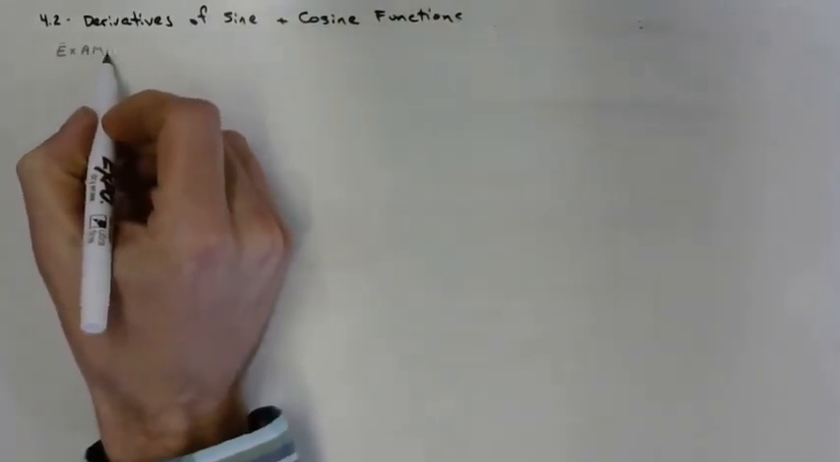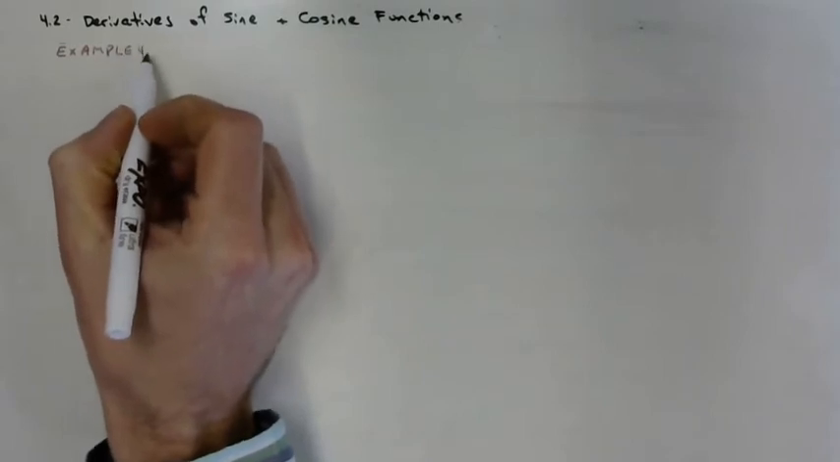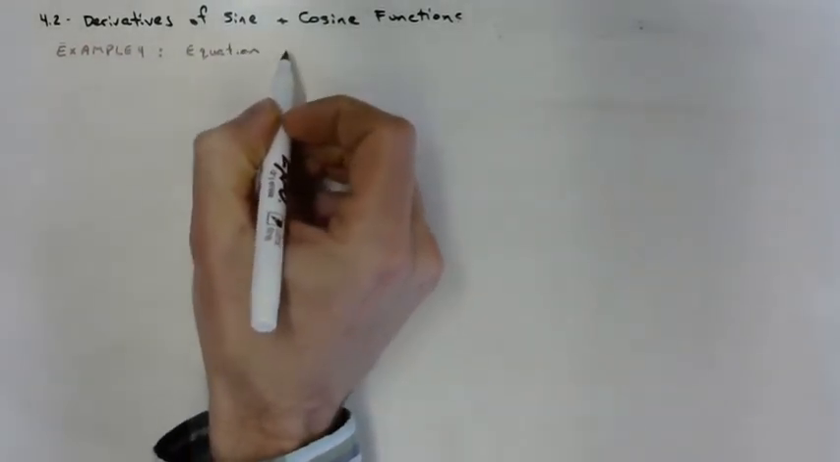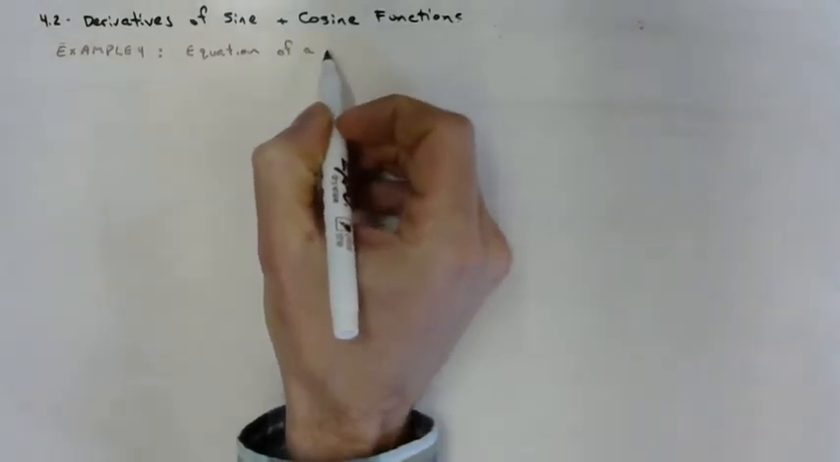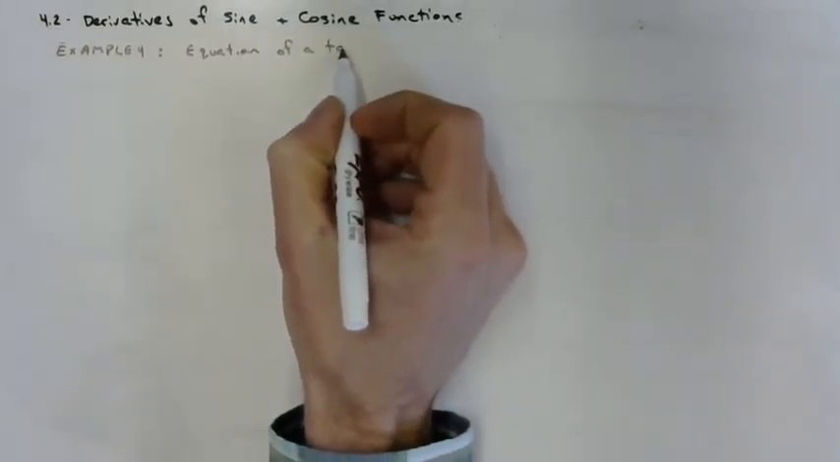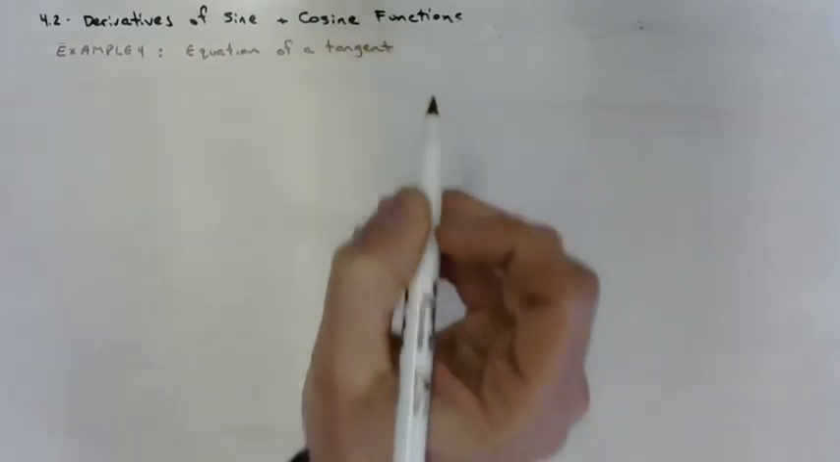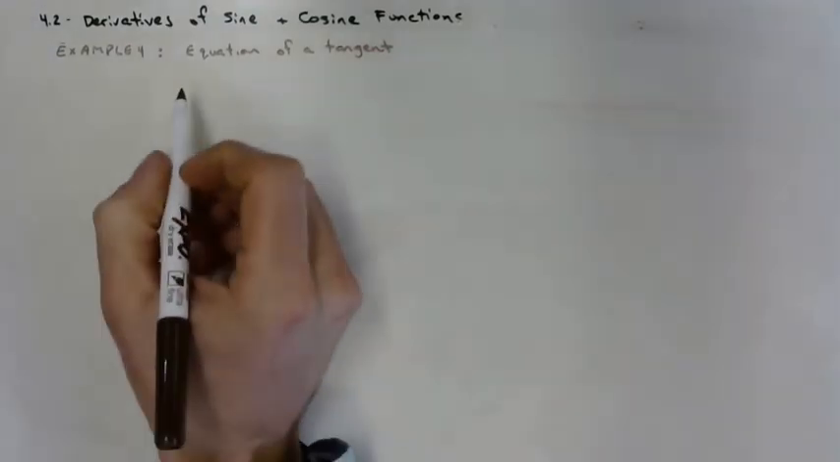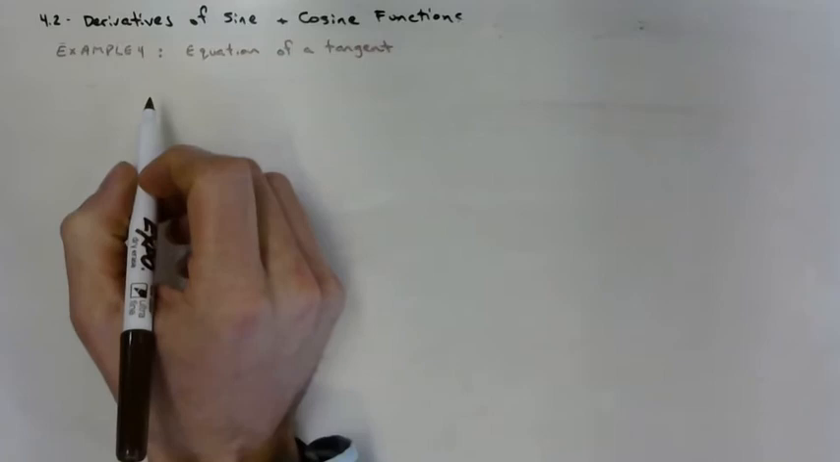Example 4, equation of a tangent line. So we're going to take our last example, the concept there, and take it a little bit further, which means we're also going to get the tangent point. So then we'll have the point and the slope, and we'll be able to get an equation for the tangent line.